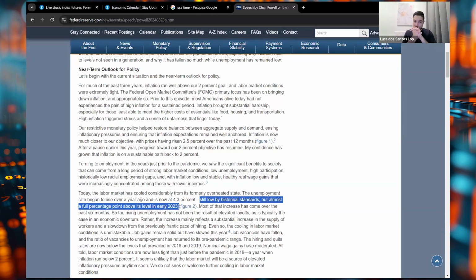Okay, and then he says that most of the increase has come over the past 6 months, and so far rising unemployment has not been the result of elevated layoffs, as is typically the cause in an economic downturn.